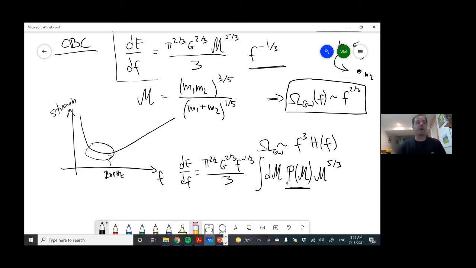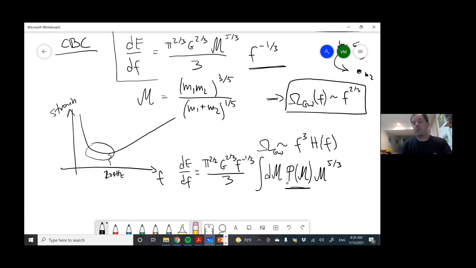And this P of M is now maybe known because we have seen quite a large number already of, let's say, binary black holes. So we have some idea of what the chirp mass distribution should be, and we can use it in this calculation.